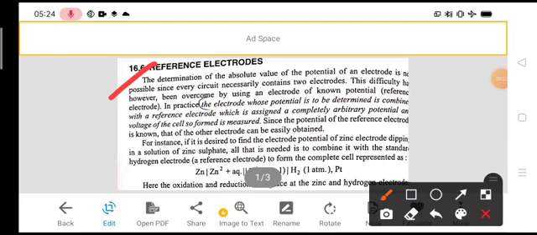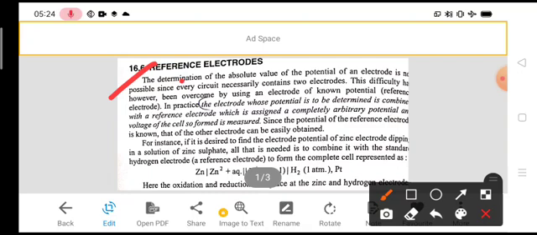A reference electrode is an electrode of known potential. Simply, the electrode with a known potential is known as a reference electrode.